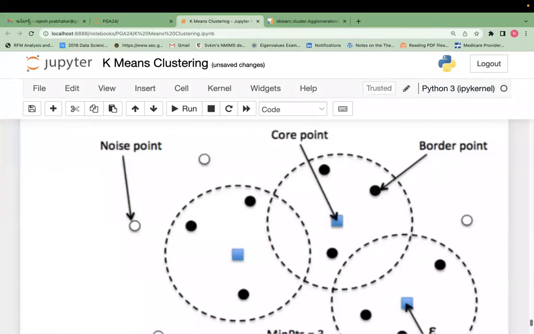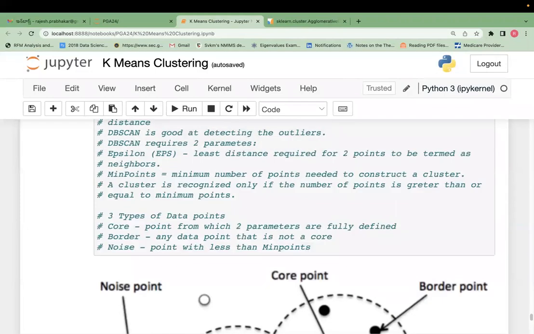So this is the definition of border point, core point, and noise. Noise points are typically outliers; they are not classified. Core points are the center points of the cluster, which are well defined. Border points are away from the core point, but close to it. So you will get these types of data points in DBSCAN: core point, border point, and noise point. These are the definitions of the 3 different points within DBSCAN.